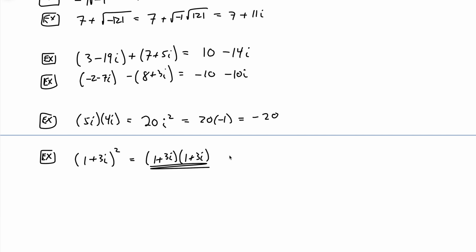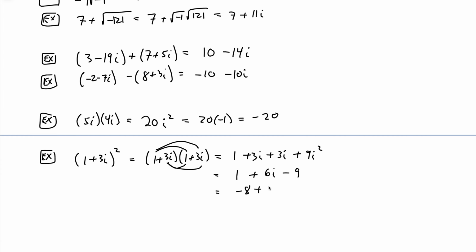So let's look at this. When I write it like this, I get first, outer, inner, should be 3i, and then last, 9i squared. So note, 3i and 3i is 6i. 9 times i squared is 9 times negative 1. I squared is negative 1. This is minus 9. What you get is minus 8 plus 6i. That would be your answer for this, okay?